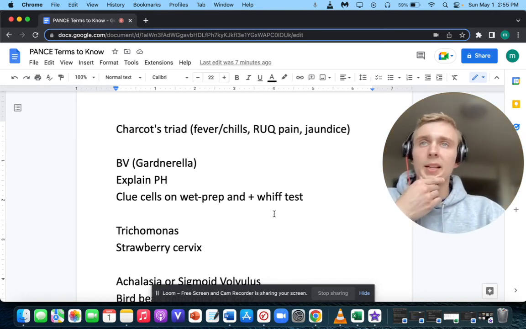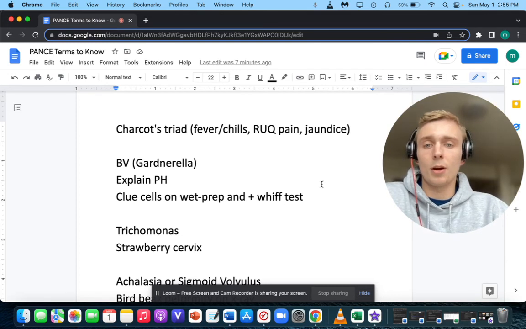So I've heard for the PANCE, they also don't use specific pathognomonic terms as much anymore. They might say bacteria surrounding an epithelial cell, for instance, as opposed to clue cells, because that's too obvious.